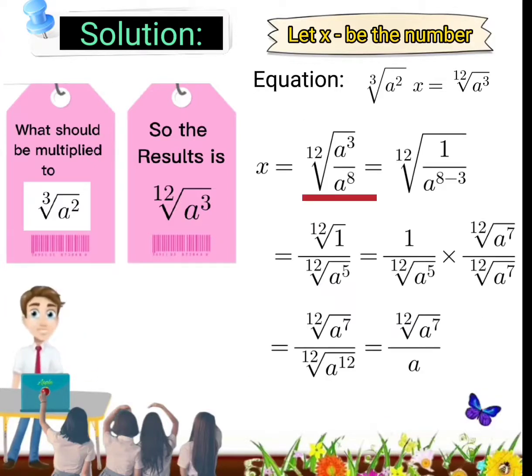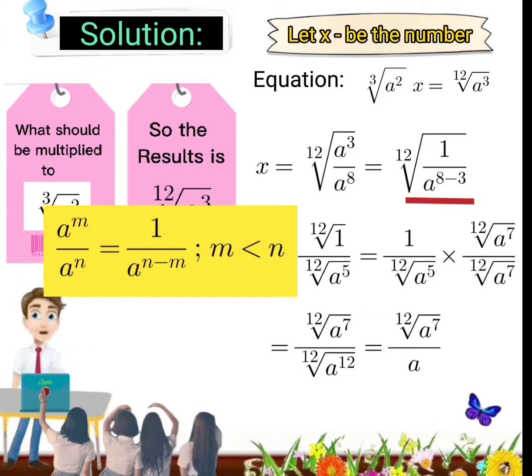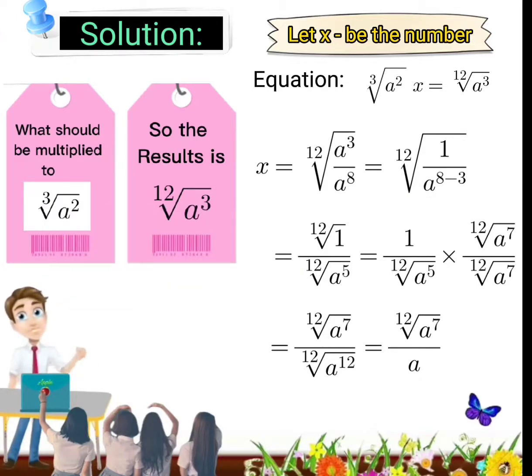So to simplify the 12th root of a raised to 3 all over a raised to 8, we are going to use the quotient rule under case number 2, wherein the value of the exponent in the denominator is greater than the exponent in the numerator. So that is equivalent to the 12th root of 1 all over a raised to 8 minus 3. And 8 minus 3, that is equivalent to a raised to 5. So getting now the 12th root of 1, that is 1 all over the 12th root of a raised to 5.